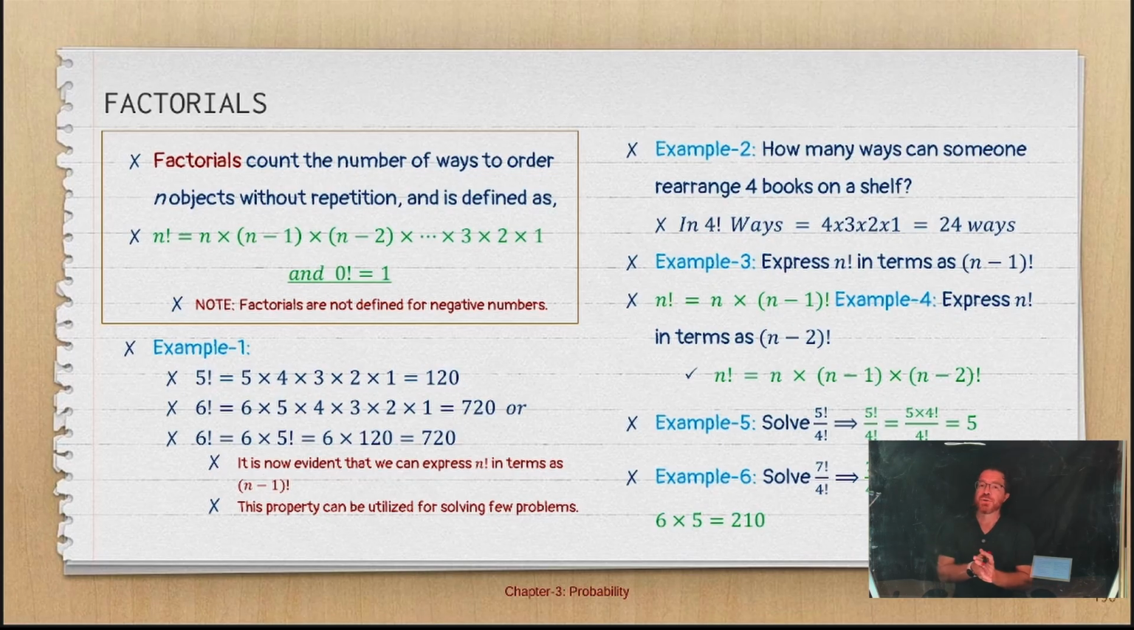So the first thing we're going to introduce in this chapter are factorials. Now factorials are just a count of the number of ways that we can order n objects without repetition. Now this is basically what we did when we had that book problem. We were putting 5 books on a bookshelf and we had 5 selections for the first book, 4 selections for the second book, so on and so forth.